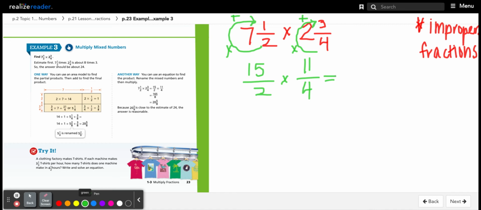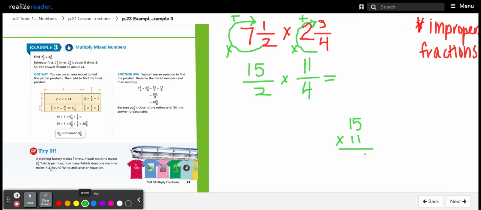I look on the diagonal. 15 and 4, they can't be divided by the same thing. 2 and 11 also can't be divided by the same thing. So now I have to multiply my numerators. 15 times 11. Okay, so I'm doing some multi-digit multiplication here.